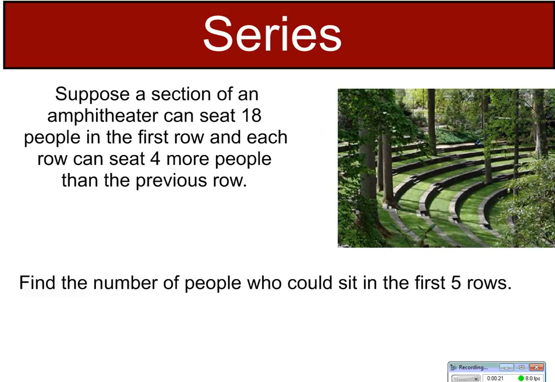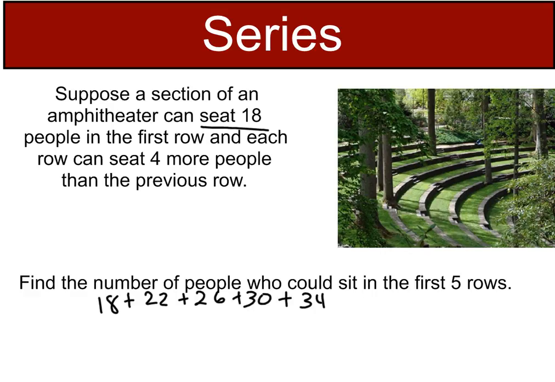So if I look at the problem here, a section of an amphitheater can seat 18 people in the first row, and each row can seat 4 more people than the previous row. So the first row's got 18, second row's got 22, third row's got 26, fourth row has got 30, the last row has got 34. So the total number of people that can sit in the first 5 rows is going to be that: 18, 22, 26, 30, and 34.